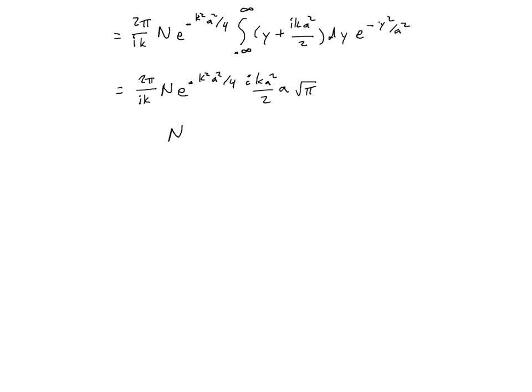Then what we do is we just plug back in n equals 2 over pi a squared to the 3/4, sorry. And we end up with phi of k equals (2 pi a squared) to the 3/4 times e to the minus k squared a squared over 4. All right. So that's a lot.